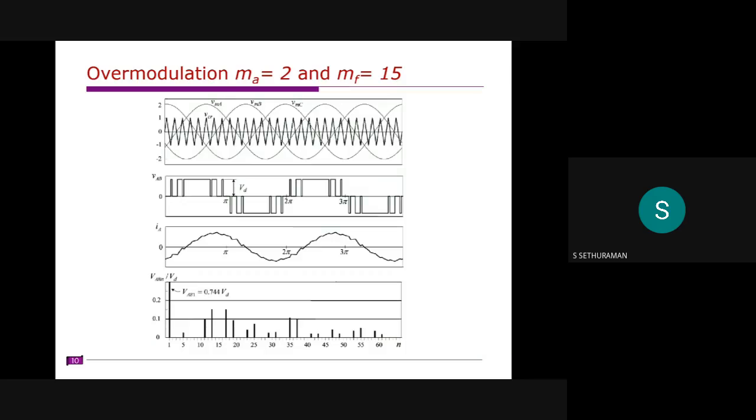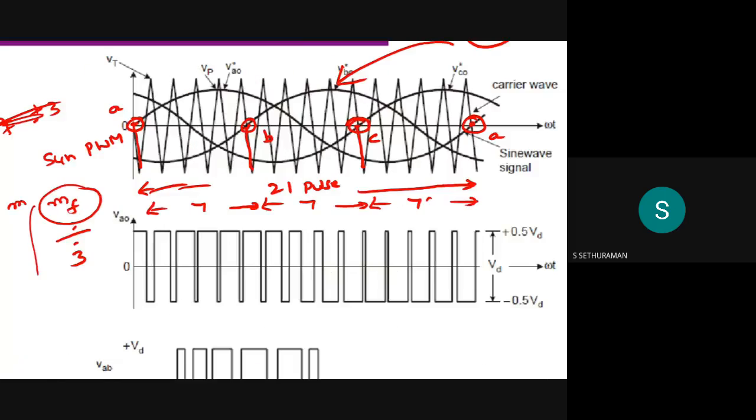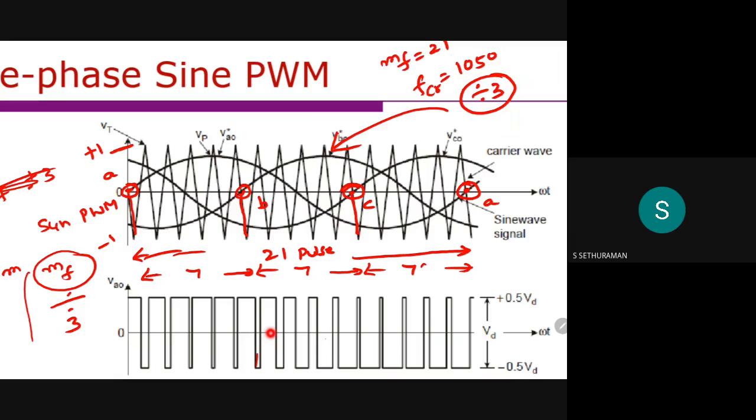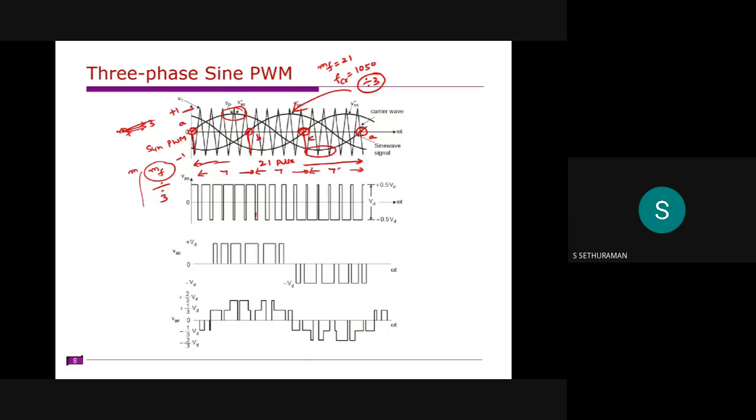So next one is over modulation. In the previous case, the carrier was ranging from +1 to -1, and the modulating signal also has some peak value. We assumed that the peak value is within the limits of +1 to -1.